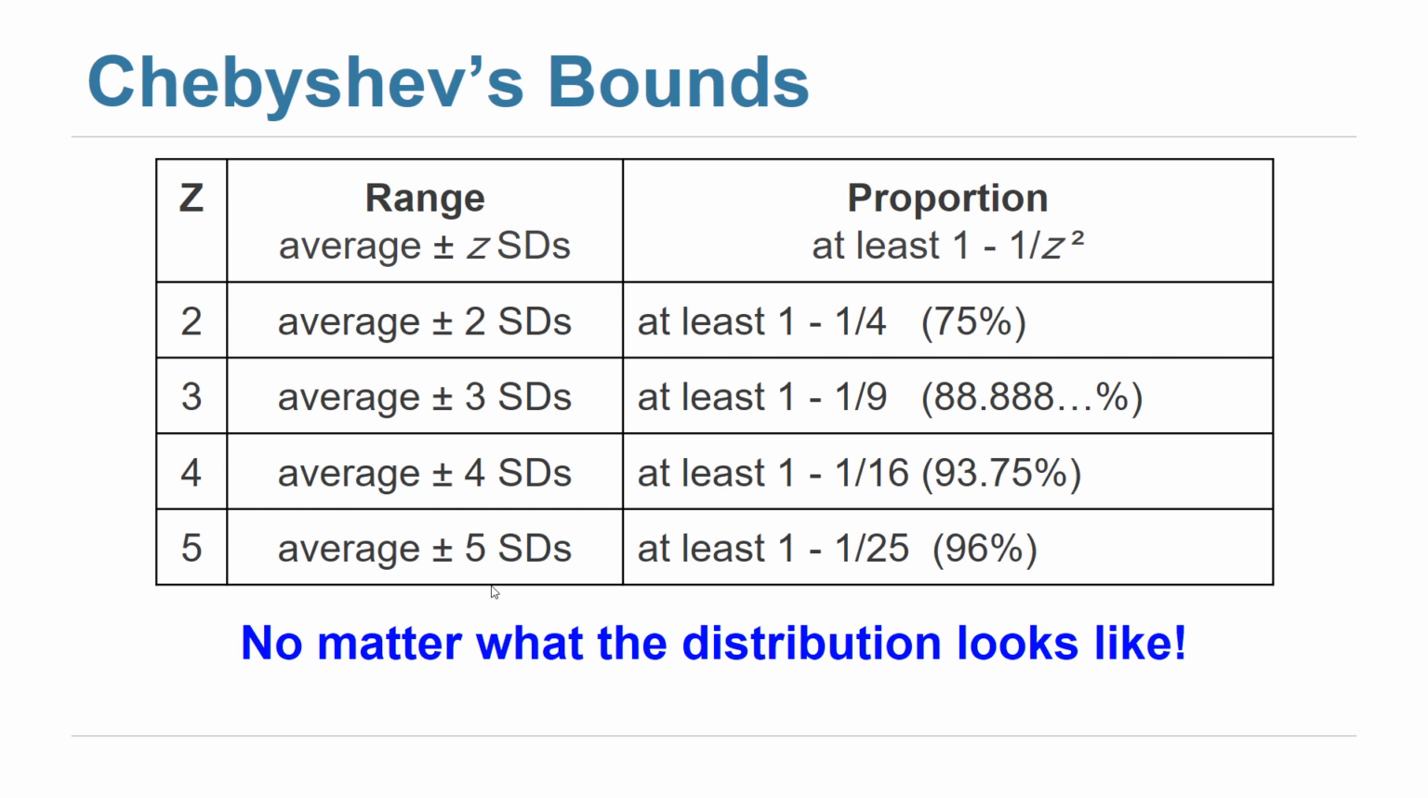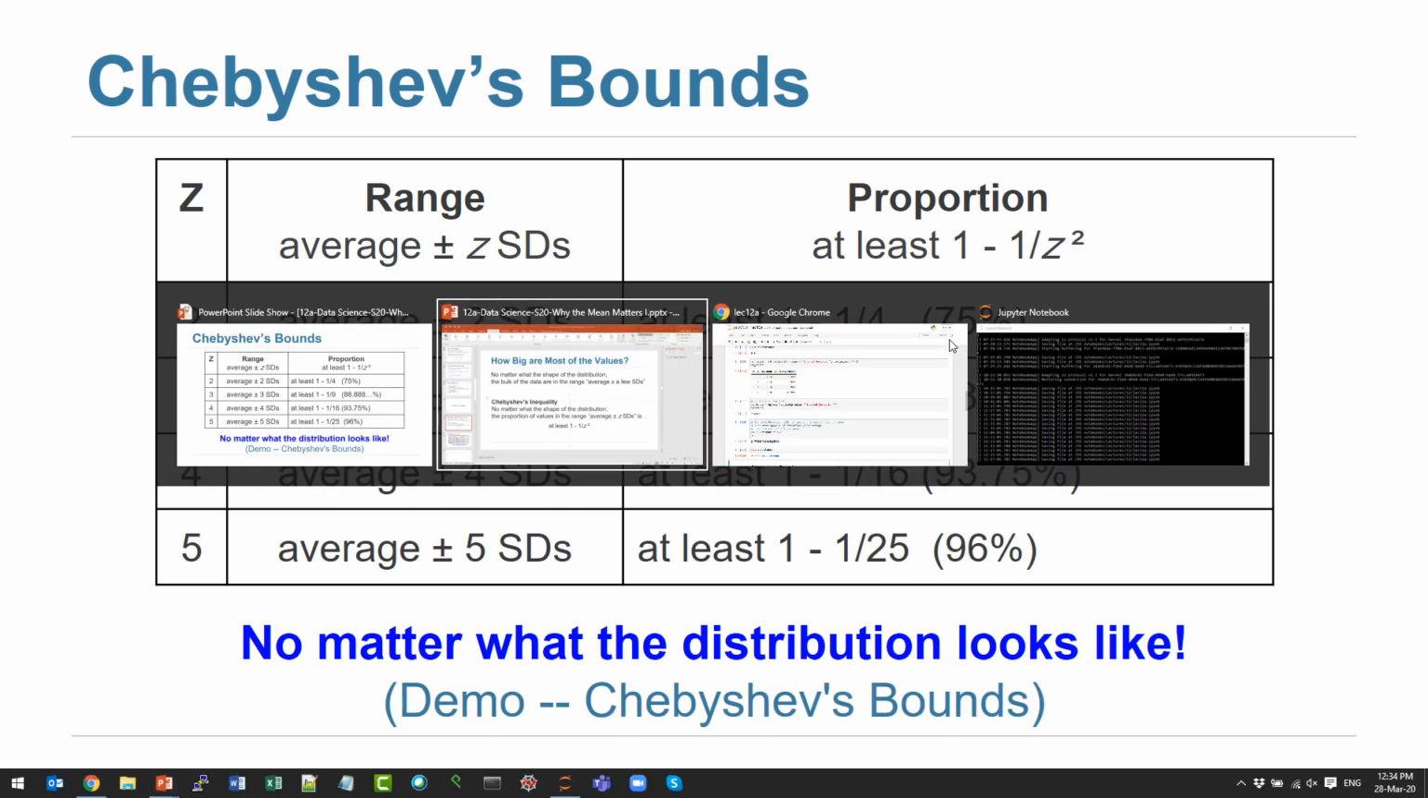And that's regardless of the distribution. No matter what the distribution looks like, these inequalities hold. Notice one very important thing: we always say at least. What does that mean? It means that it can be, of course, more than that, but it cannot be less than that. So that's a lower bound. The actual value can be much more than that, but at least will be that value for any distribution of values. Let's see a demo on that.